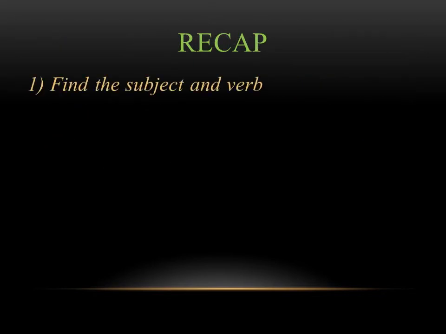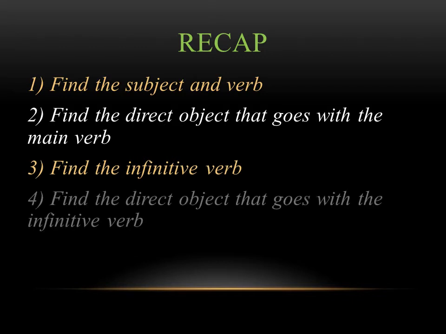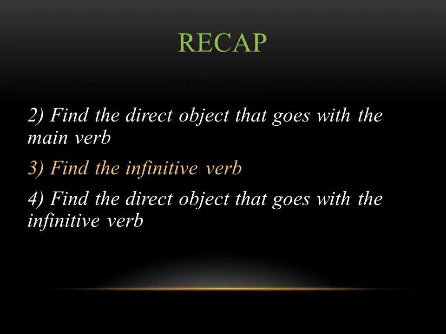So just a quick recap. The first thing you want to do in these sentences is find the subject and the main verb, meaning the verb that's not in the infinitive. Once you have that, you want to find the direct object that goes with that main verb. Again, you're looking for the accusative case. Then you want to find the infinitive verb. It'll be a different verb in the infinitive, so you're looking for that re ending. And last, you want to find the direct object that goes with the infinitive. This will be a second direct object that does not go with the main verb. It can only be going with the infinitive.